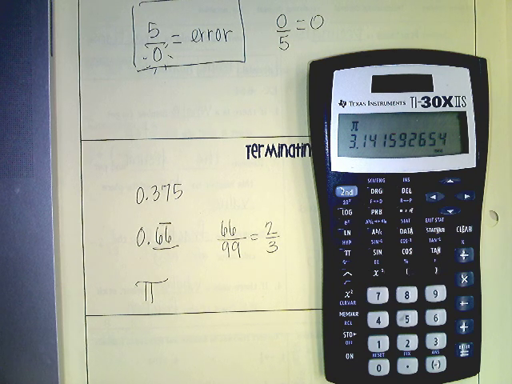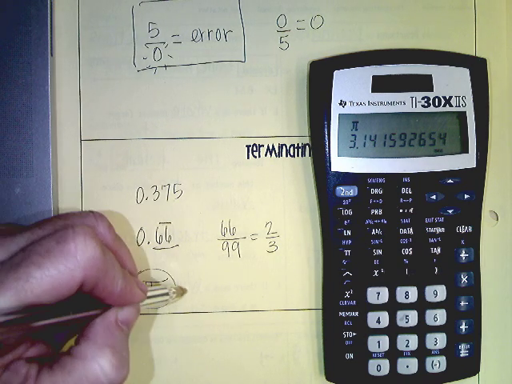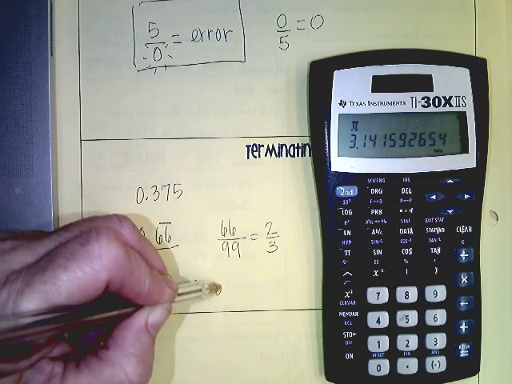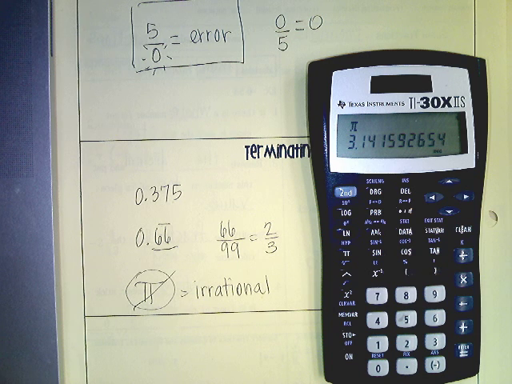That is not a terminating decimal because it goes on and on till the end of time. So remember, these right here are irrational, and they're not terminating. They go on forever and ever. So just keep in mind that that's the definition of those.